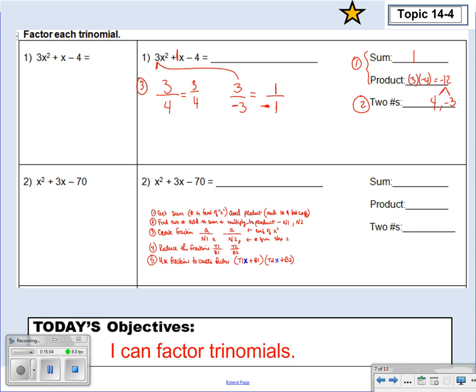So now that I've reduced, that was step 4. Step 5 is to create my factors. So parenthesis and parenthesis using the fractions. We'll get 3x plus 4, and from the second fraction we'll get x minus 1. Or I should say 1x minus 1. So when we write our answer, we have the 3x plus 4. I do not have to show the 1 in front of the x. So x minus 1 will be just as good.